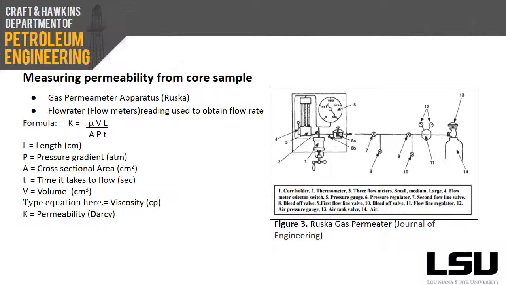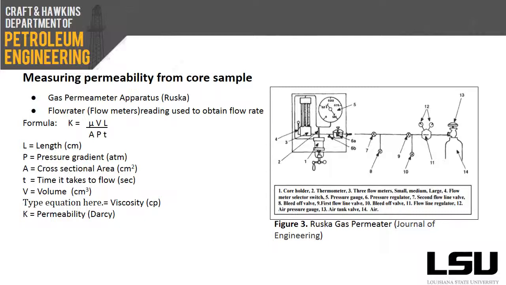After obtaining the core sample, permeability can be measured. The first method to measure permeability is by using a gas permeameter apparatus such as the RUSKA. With the RUSKA, we are able to measure and obtain gas viscosity, flow rate, and upstream pressure. The core sample length and diameter are measured separately. Using all of these values in the Darcy equation, gas permeability is calculated.